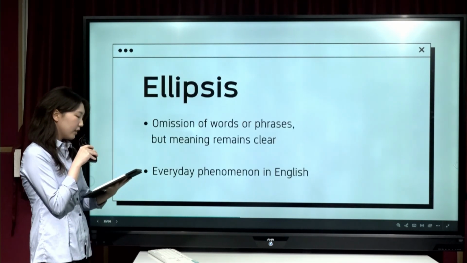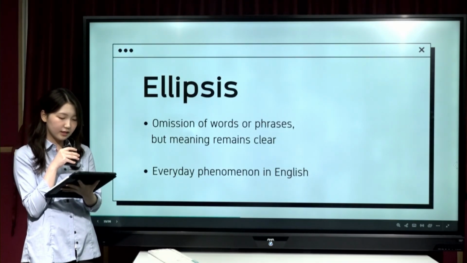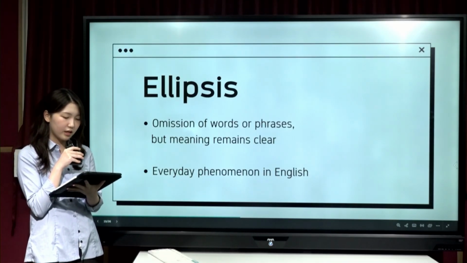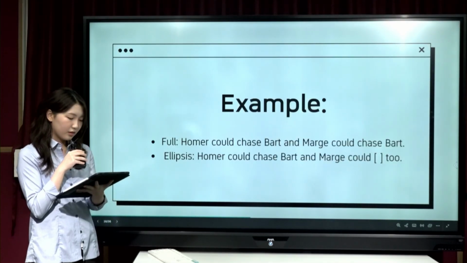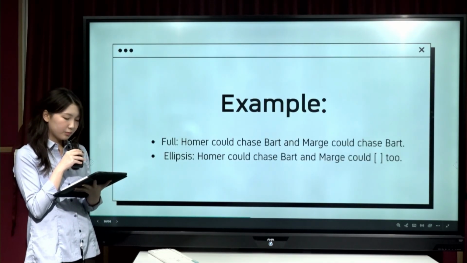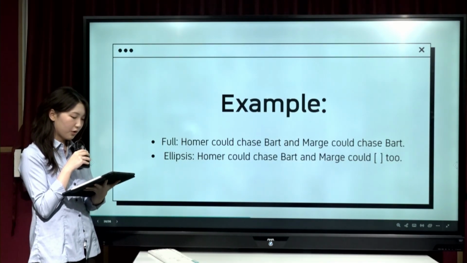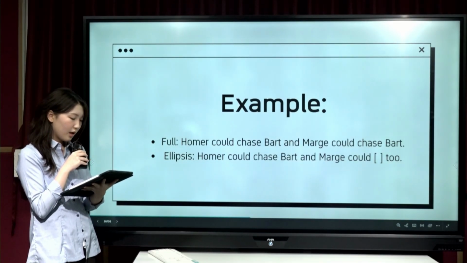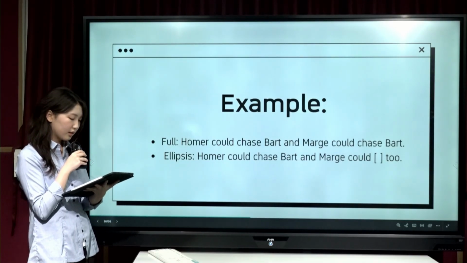So, first, let's talk about ellipsis. Ellipsis happens when part of a sentence is left unspoken but the meaning is still clear. So, for example, instead of saying Homer could chase Bart and Marge could chase Bart, we can simply say Homer could chase Bart and Marge could null too. Here, the second chase Bart is omitted, but the meaning is exactly the same.